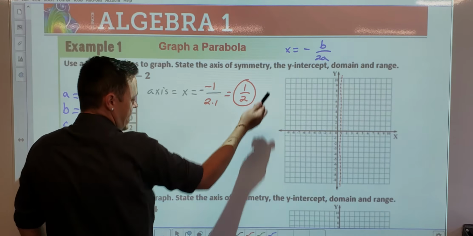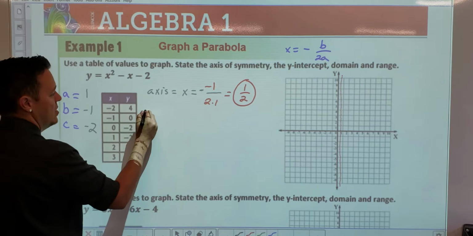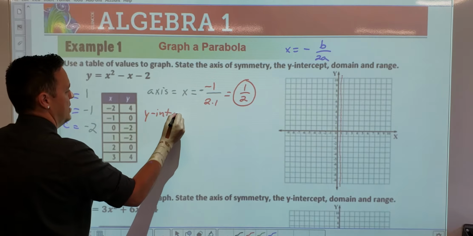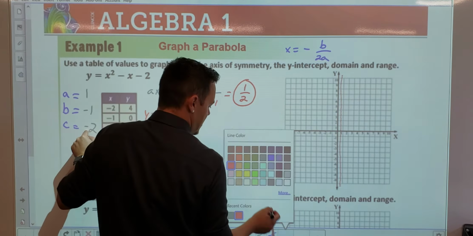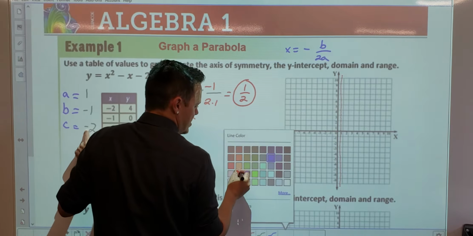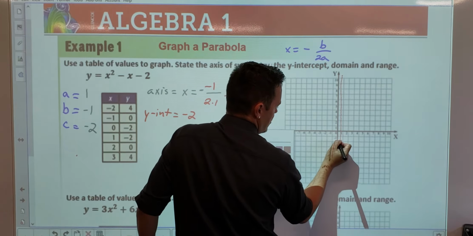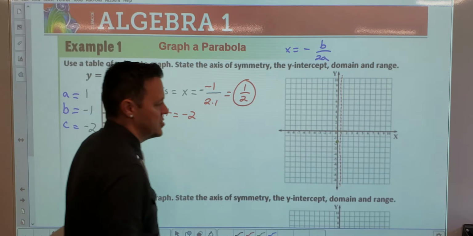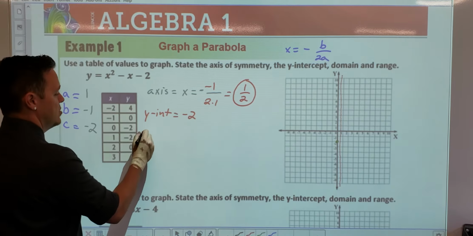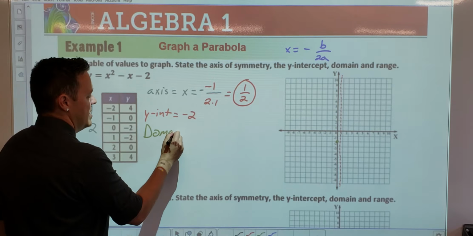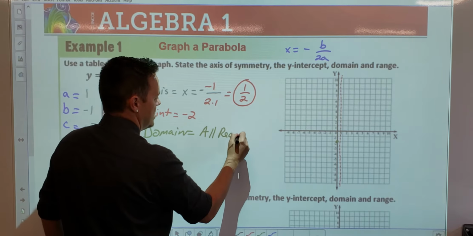All right, what is the y-intercept? The y-intercept is the c value, okay? So the y-intercept equals -2. If it's -2 at this point, ladies and gentlemen, you can take on your notes, let's make it, where's my green? -2, 1, 2, you have a dot, there's your y-intercept, right? And then, what is the domain? The domain of this function is always all real numbers.